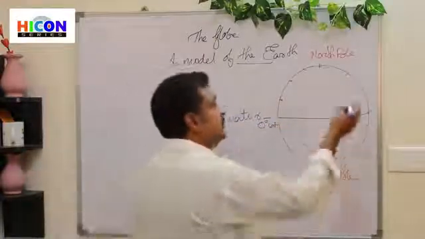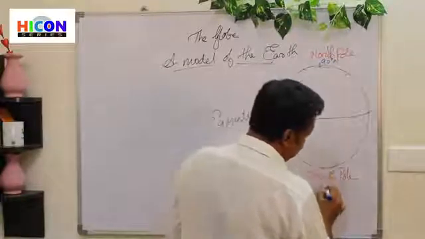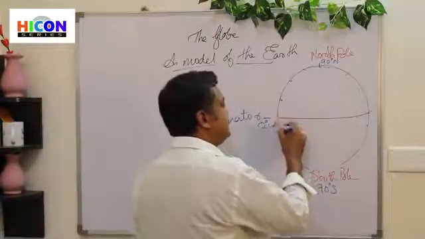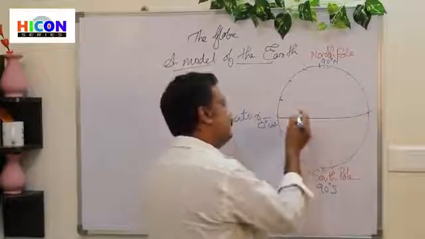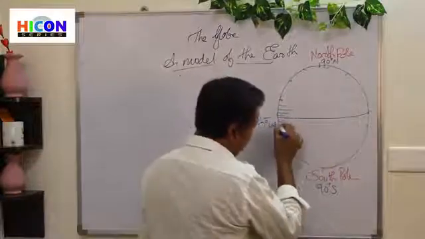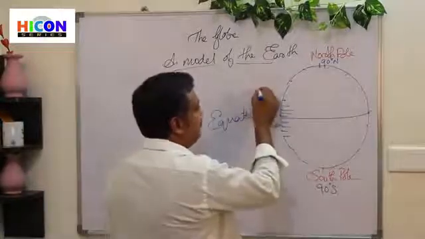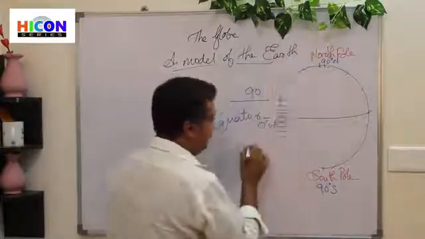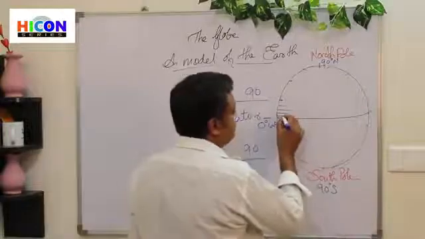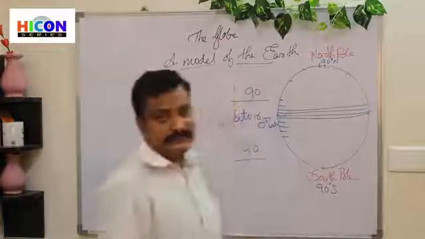Okay? So from here, the North Pole is 90 degrees north, the South Pole is 90 degrees south. From the equator, which is 0 degree latitude, for every degree there is a parallel running until the North Pole and until the South Pole. So we have 90 parallels in the northern hemisphere and 90 parallels in the southern hemisphere. As all these lines run parallel to each other without touching anywhere, they are known as parallels.